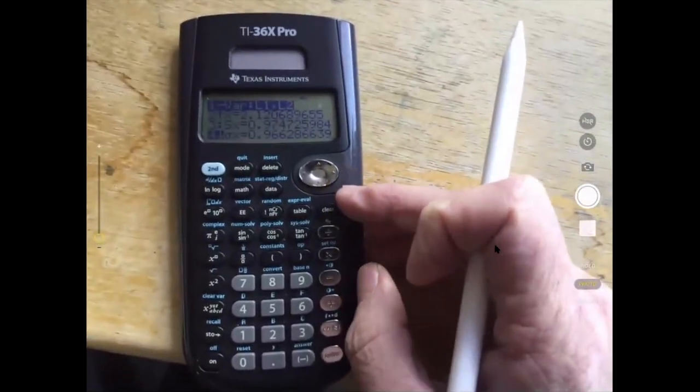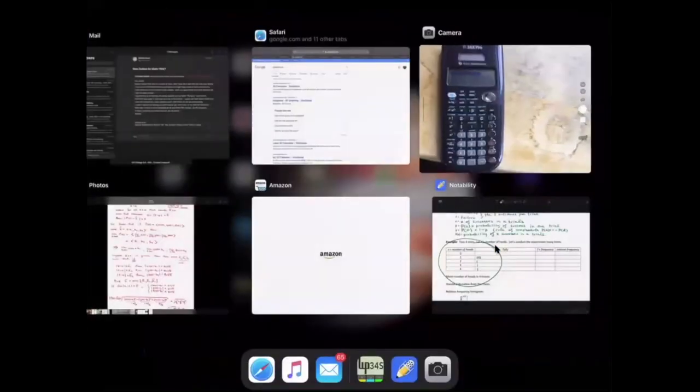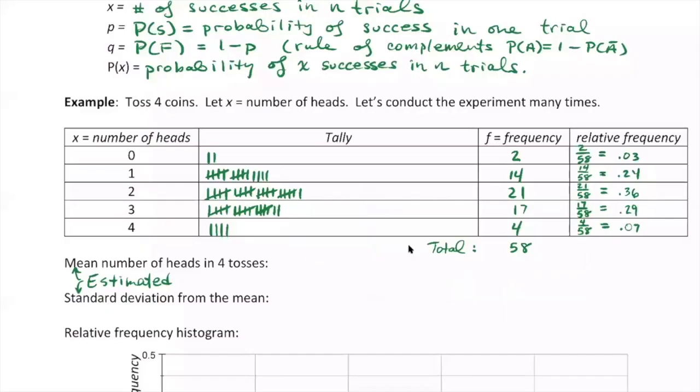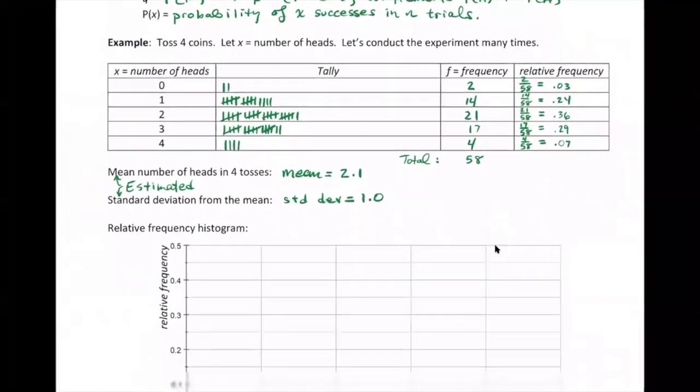Okay? So back to the sheet here. All right, so the mean, and I'm not going to write mu here. I'm just going to write mean is, what did I say, 2.1? Standard deviation is 1.0 when you round it. Yep. Okay, and then the relative frequencies in a graph.